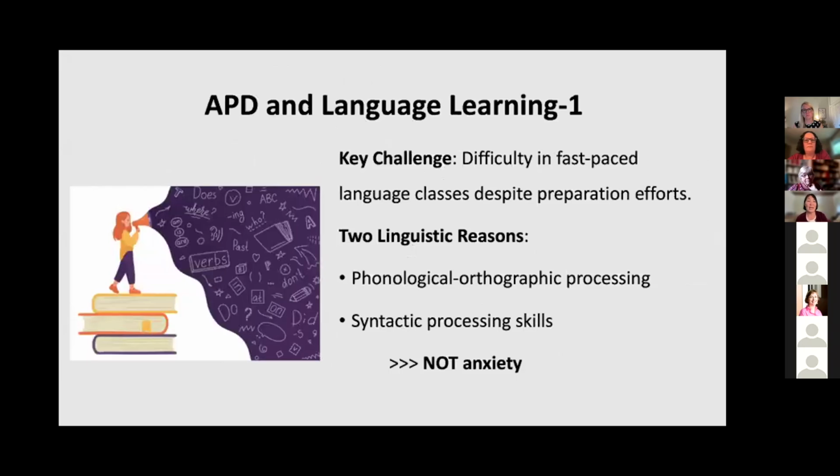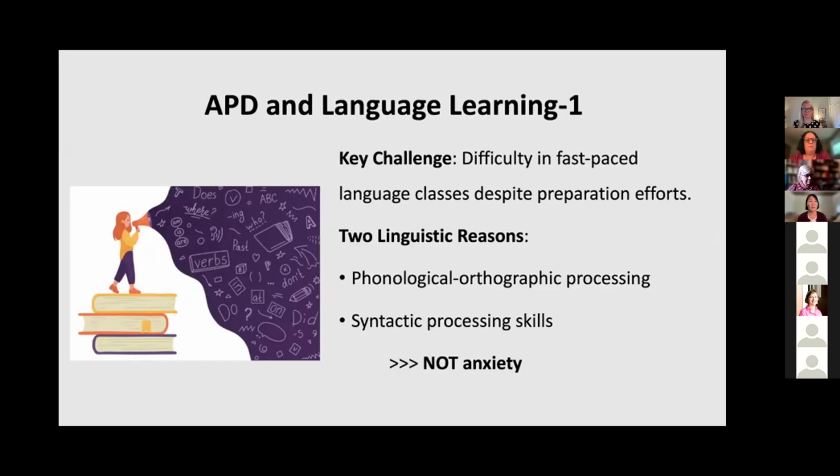So APD, such as dyslexia, make language learning incredibly more challenging compared to mainstream learners. For example, at CU Boulder, our Russian language courses are quite fast-paced, and I can see that students with APD struggle in a fast-paced class despite their preparation efforts, right? And it has to do with phonological orthographic processing in that module in our brain. It affects syntactic processing skills.